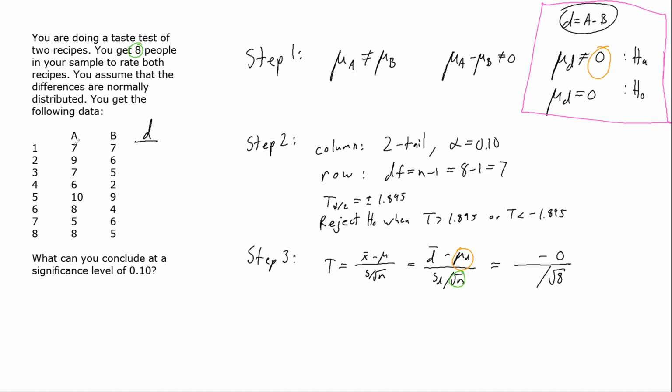So we start by getting the differences. Now, in part 1, we said we were going to do A minus B as opposed to B minus A. So we're doing A minus B. So 7 minus 7 is 0. 9 minus 6 is 3. 7 minus 5 is 2. 6 minus 2 is 4. 10 minus 9 is 1. 8 minus 4 is 4. 5 minus 6 is negative 1. And 8 minus 5 is 3. These are our differences.